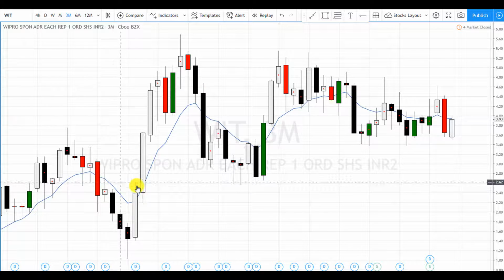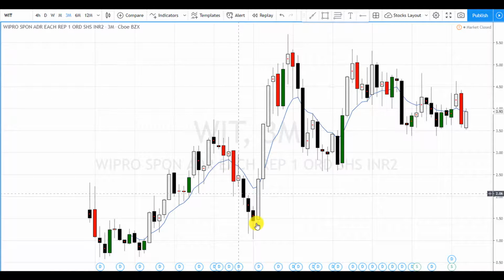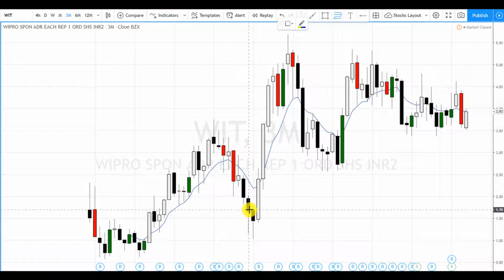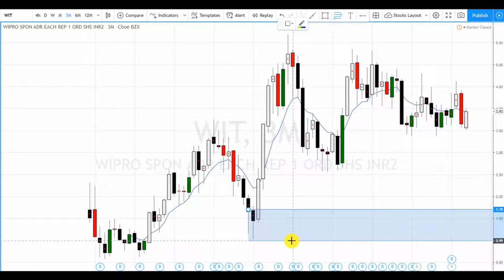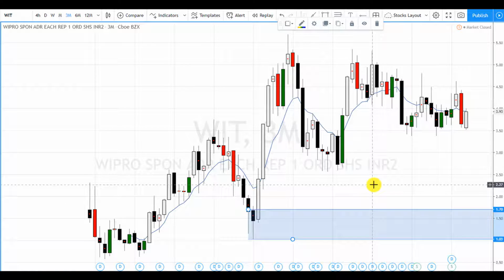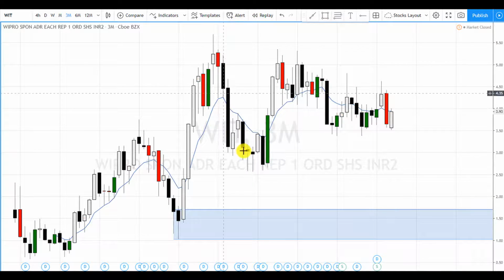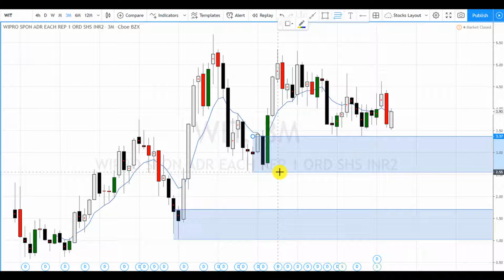As you can see, the super strong move, so that is demand here back in 2008 after it recovered from the crash. And then this big move is also another area of demand. It's pretty wide, but who says that you have to take this whole thing? That is why we take the lower levels, lower time frame levels within this level.